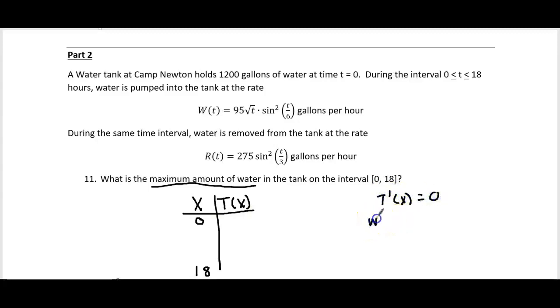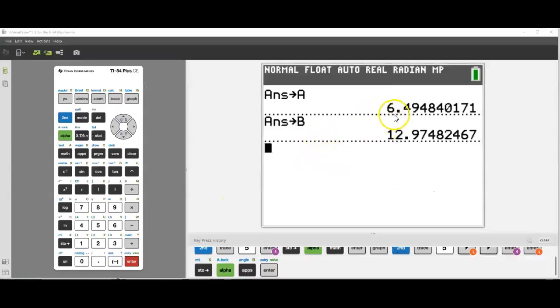We've already seen from an earlier question that the derivative of T is w of x minus r of x. And if w of x minus r of x equals 0, well, then that means that w of x equals r of x, just because you can add r of x to both sides, right? So we're looking for those places where the w function and the r function intersect. Now, we already found some of those on an earlier question. I've stored one of them as 6.495, and I've stored the other one as 12.975.